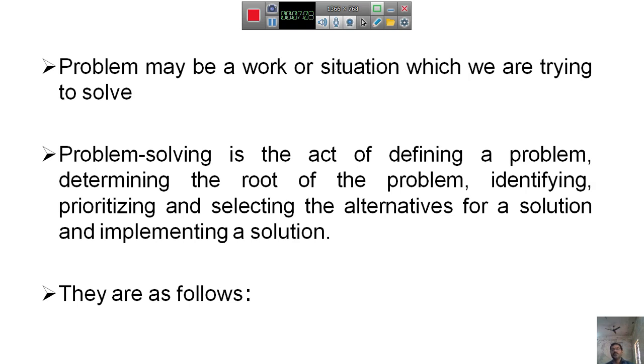There are some steps involved in problem solving.